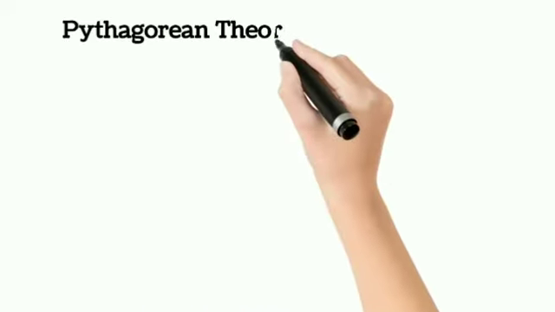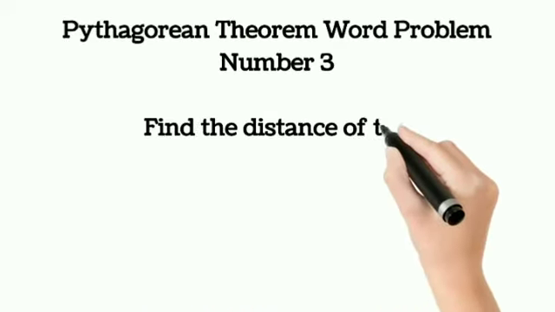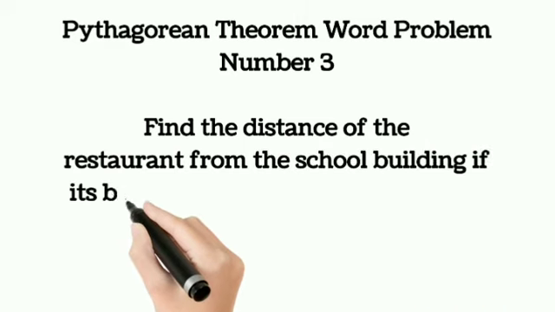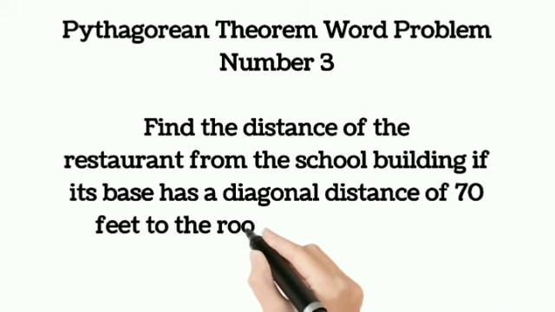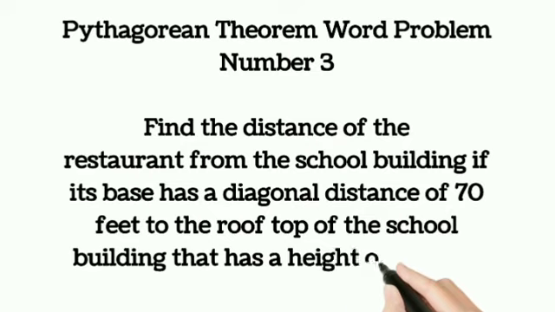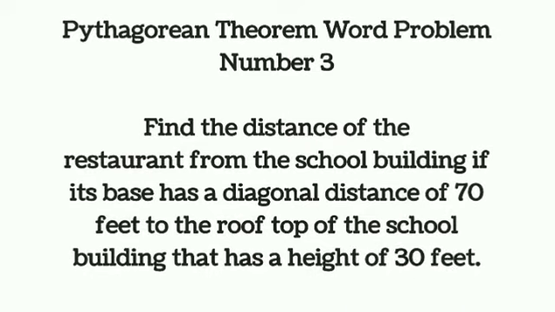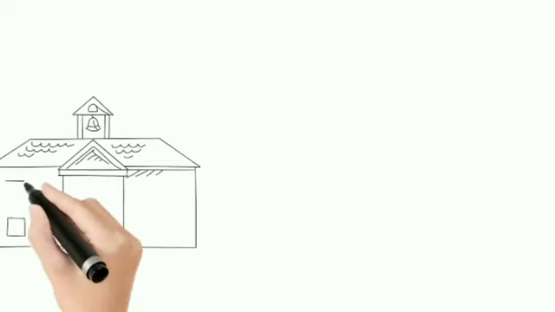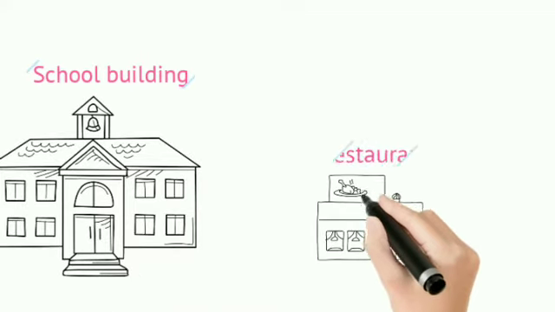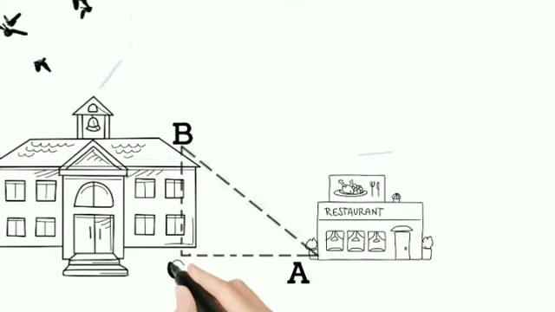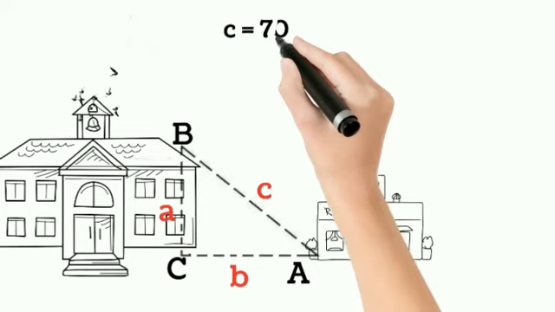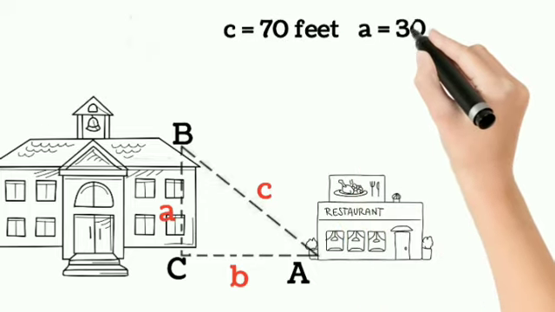In our last sample problem on Pythagorean theorem, find the distance of the restaurant from the school building if its base has a diagonal distance of 70 feet to the rooftop of the school building that has a height of 30 feet. As shown in the drawing, the distance from the base of the restaurant to the rooftop of the school building is equal to 70 feet while the height of the school building is 30 feet.